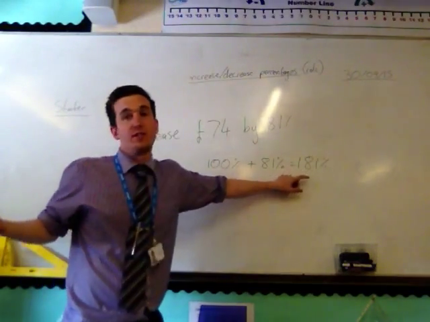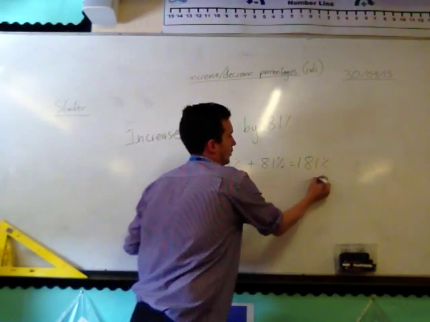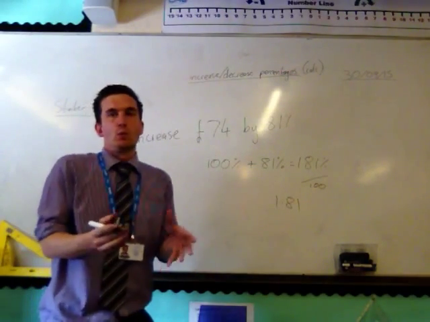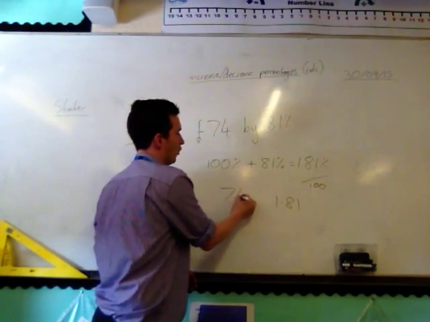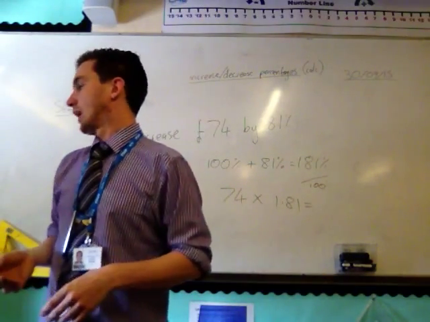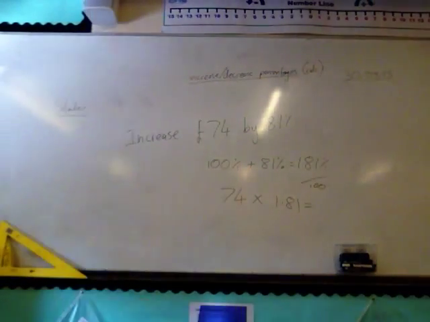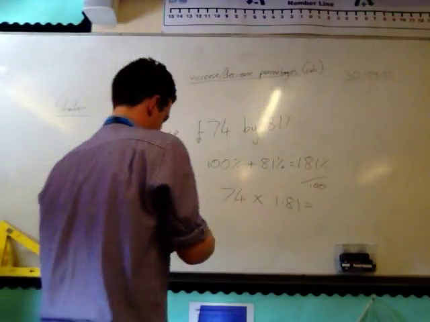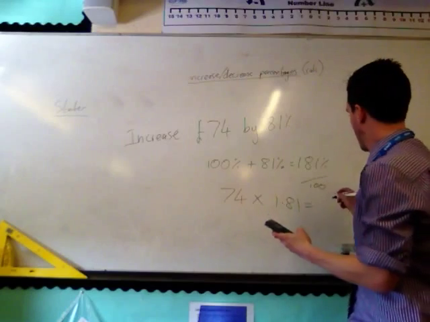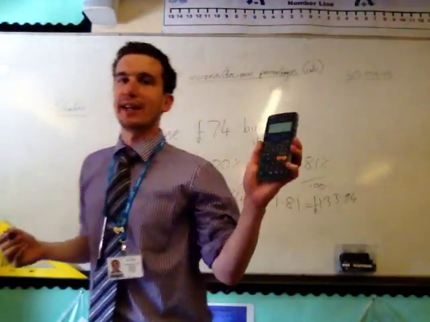So we just divide it by 100. So that's 1.81. So we're going to divide that by 100, 1.81. So we use that and we do 74 times by 1.81. And I've just realised I haven't got a calculator. 1.81, here we go. 74 times 1.81, and we get £133.94. There you go, in one step using the calculator.